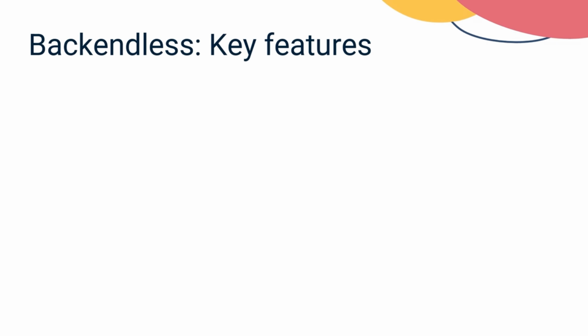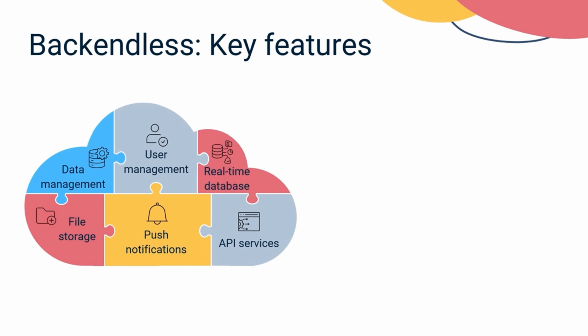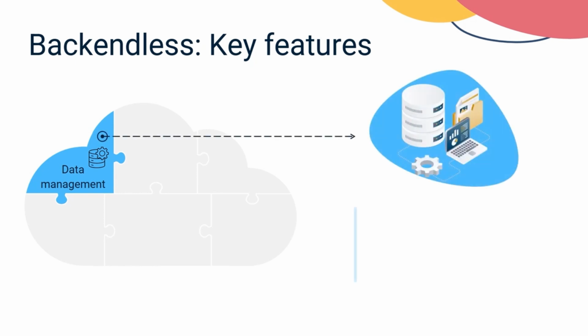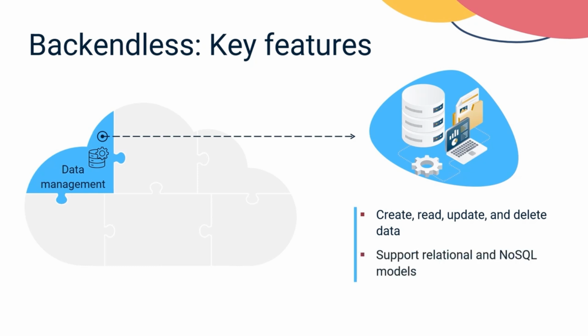It offers a comprehensive solution without the need for extensive server-side coding. Key features of Backendless include data management, user management, real-time database, file storage, push notifications, and API services. Backendless provides a robust data management solution, allowing developers to easily create, read, update, and delete data. It supports both relational and NoSQL data models, providing flexibility for diverse applications.